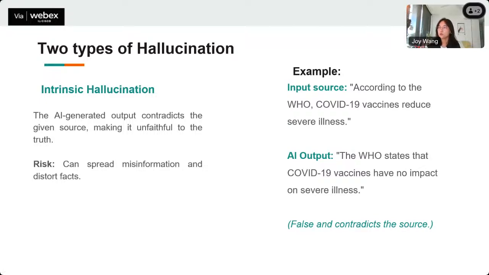There are two kinds of hallucinations. The first one is called intrinsic hallucination. This type describes AI generated output that contradicts the given source, making it unfaithful to the truth. Here is an example. If the input source says, according to the WHO, COVID-19 vaccines reduce severe illness, and the AI output says the WHO states that COVID-19 vaccines have no impact on severe illness, this is intrinsic hallucination. It can be quite easy to tell because we can see it contradicts the source information.